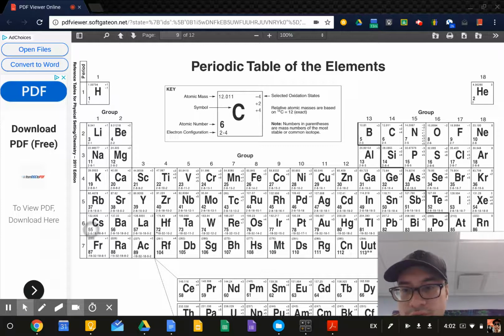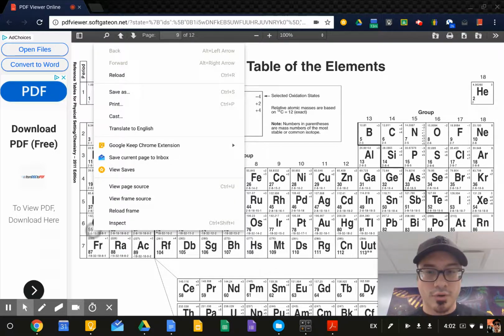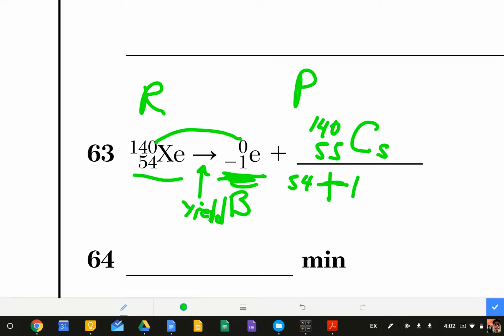Yeah, so when you're finding the missing particle, you can't just randomly throw in whatever symbol. You have to find the element with the correct number, the atomic number, the number of protons. So that would be cesium, and the mass is 140, and the charge in the nucleus is 55. Okay, cool.